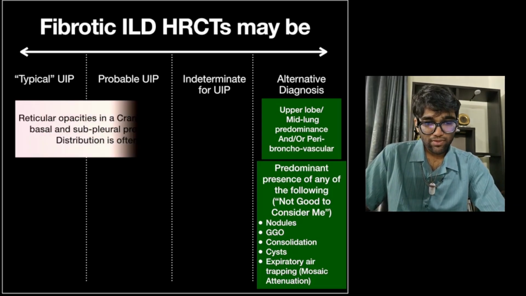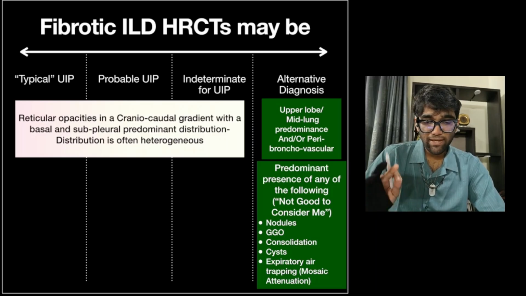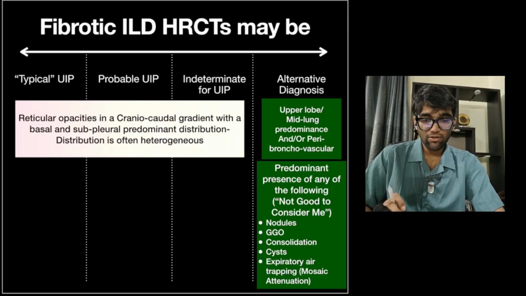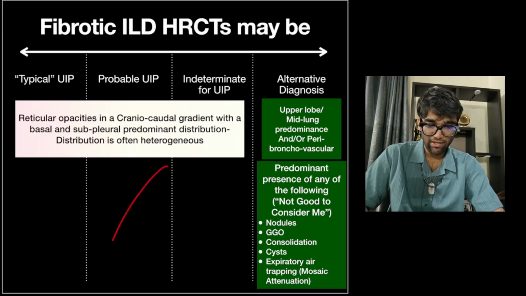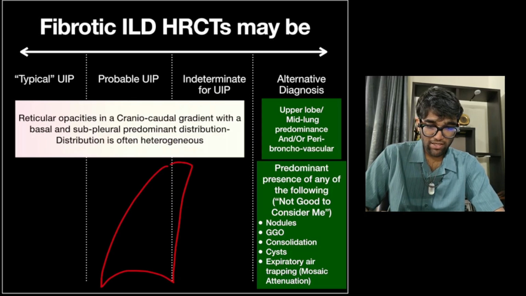Okay, now typical for UIP, probable UIP, and indeterminate for UIP, all three show reticular opacities in a craniocaudal gradient. As in, if you take the lung, the pathology primarily affects the base of the lung.